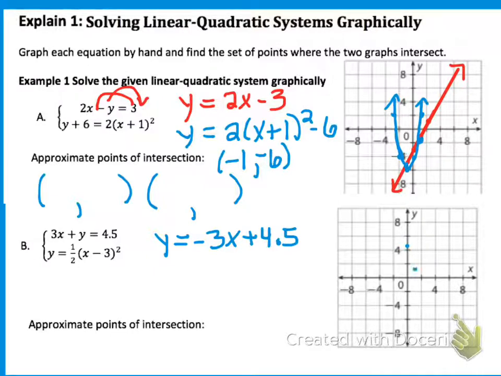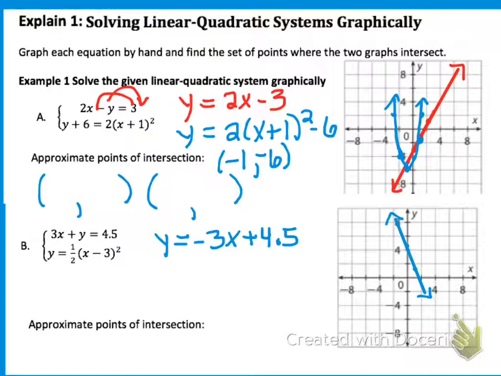In fact, let me put this a little closer, maybe right there. Again, this is going to be a real drawback, because how accurate is this graph when I'm having to approximate even where the points go? So there is the graph of the line. And then we've got to do the parabola.